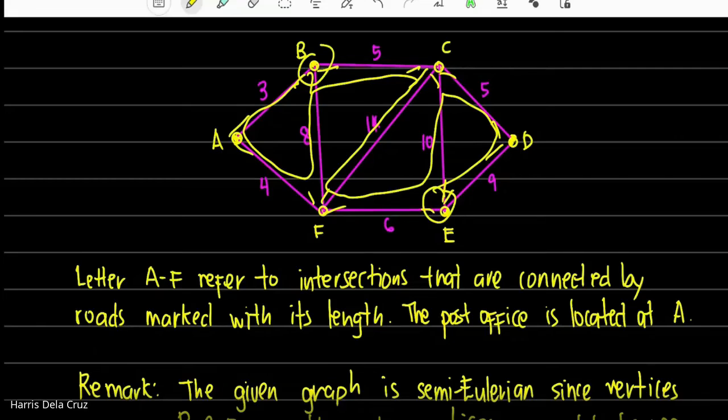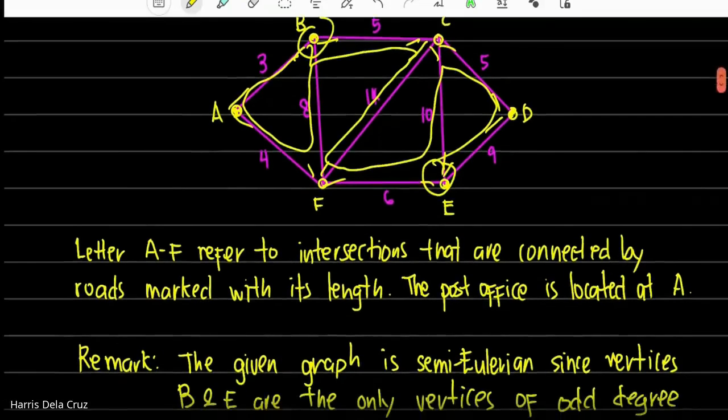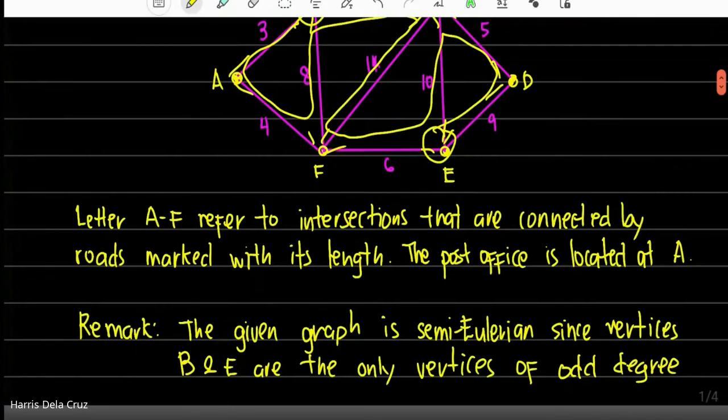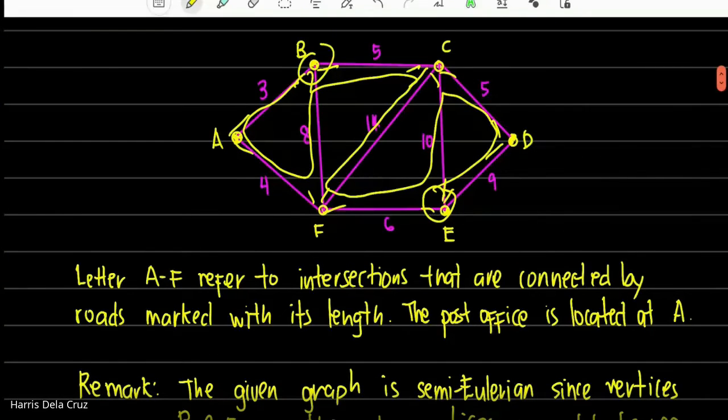This is non-Eulerian kasi add yung ibang vertices. Pero pag exactly 2 lang, semi-Eulerian. Pag more than 2 or isa, non-Eulerian yan. Okay. So anyway, so this is a semi-Eulerian graph. So that means you can go from B to E. Pwede kang pumunta from B to E using a semi-Eulerian path pero hindi ka na makakabalik kay B.